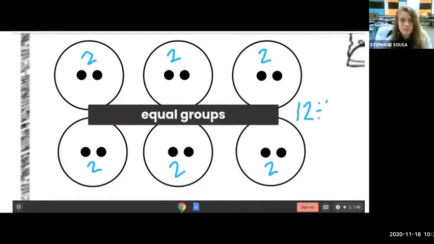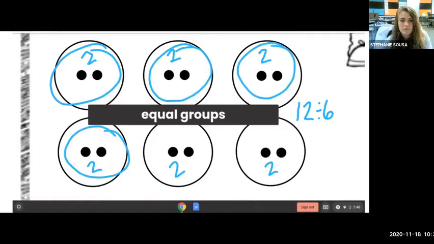Those 12 dots were put into 6 groups. Group 1, 2, 3, 4, 5, 6. And as we can see, each of the groups has 2 dots.